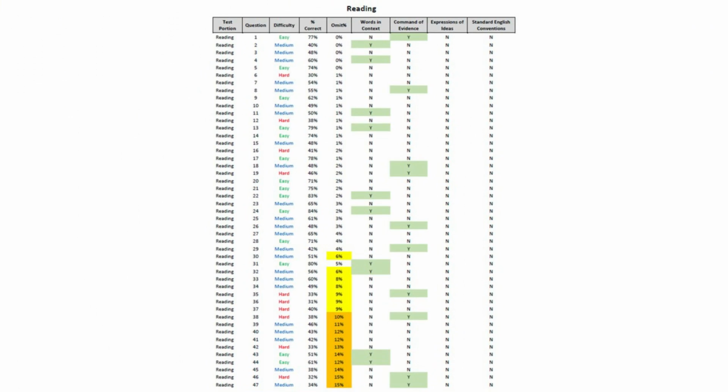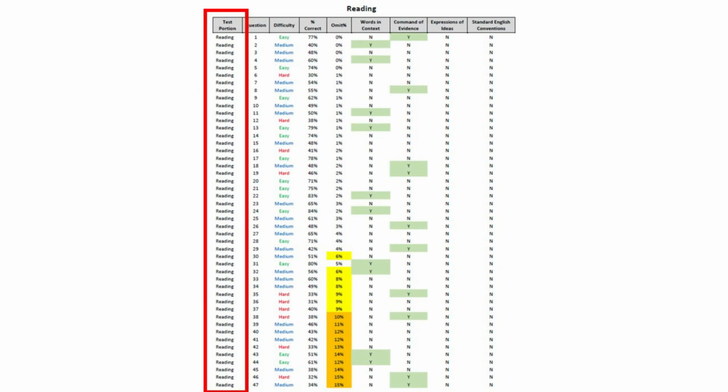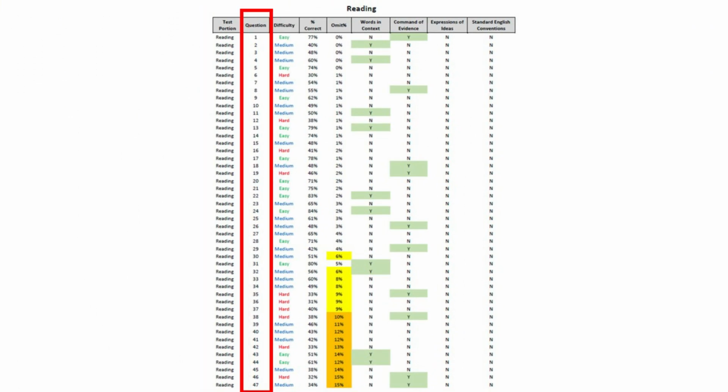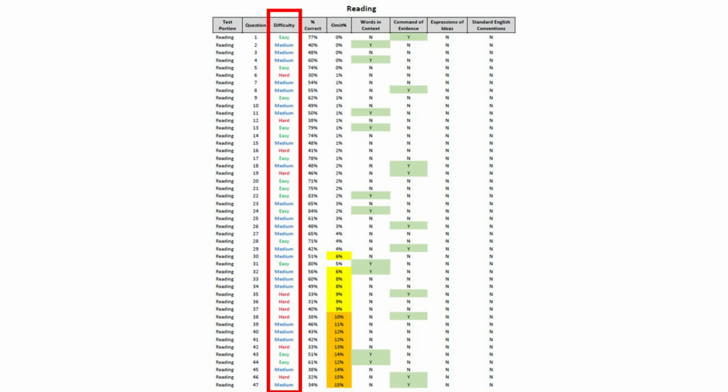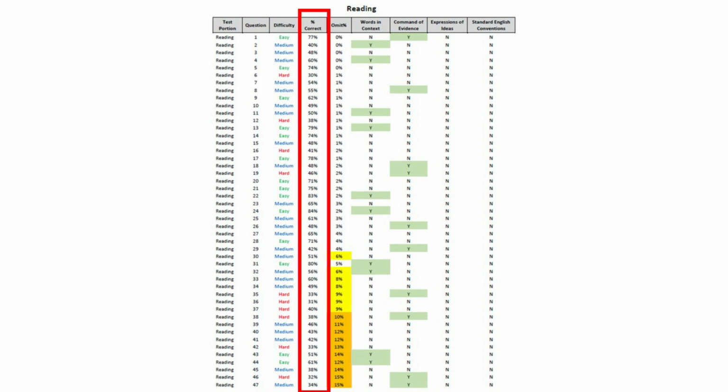The first column is the test taken. Here we're looking at the reading test. Questions are listed here in order. The College Board has labeled questions as easy, medium, and hard. You see here that the reading test does not present questions in order of easy, medium, and hard. They're all mixed in.